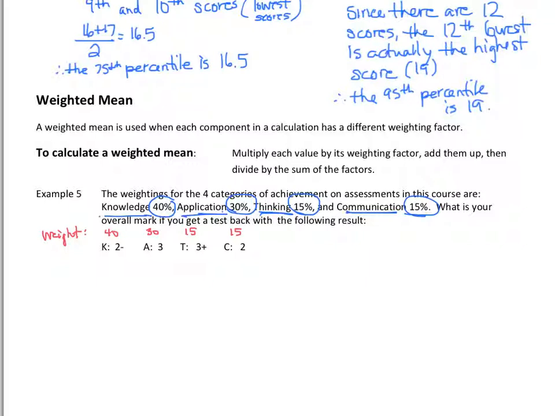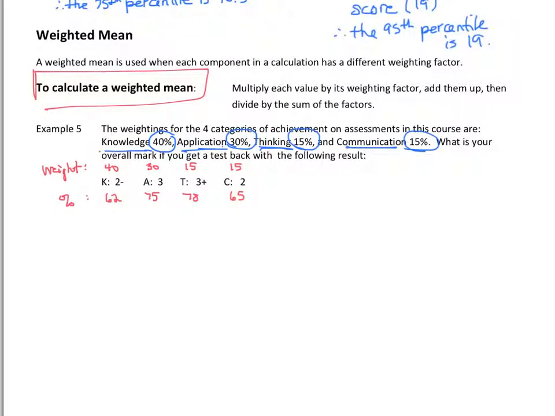And the other thing we have to do is convert these levels to percents. So I'm not too sure how familiar you are with those direct conversions, but a 2- is a 62, a level 3 is a 75, a 3 plus is a 78, and a level 2 is a 65. So to calculate a weighted mean, if you look up to your instructions here, it says multiply each value by its weighting factor, add them up, then divide by the sum of the factors. So that's what we're going to do here.